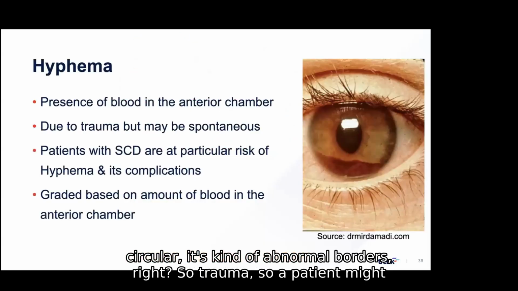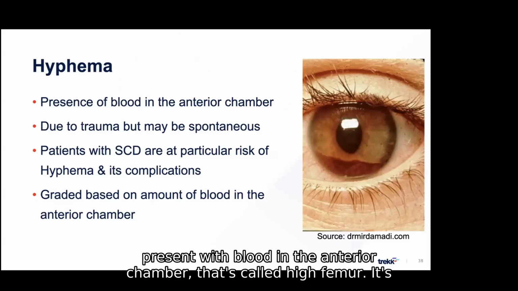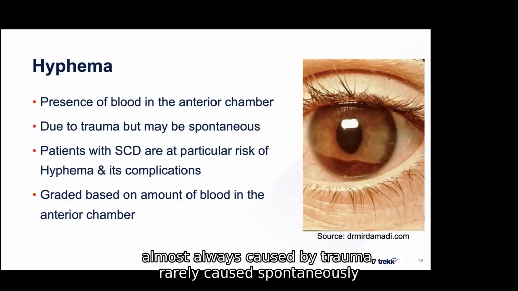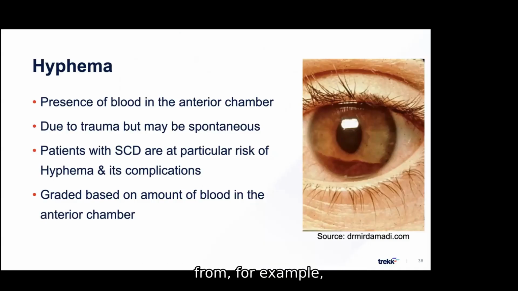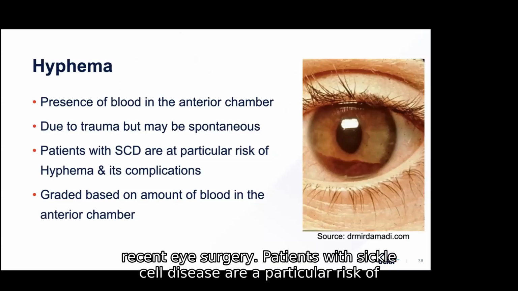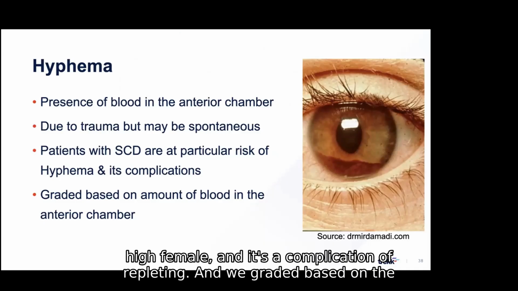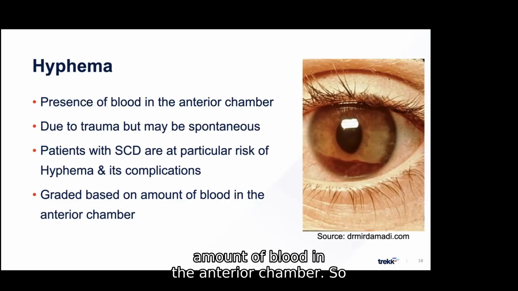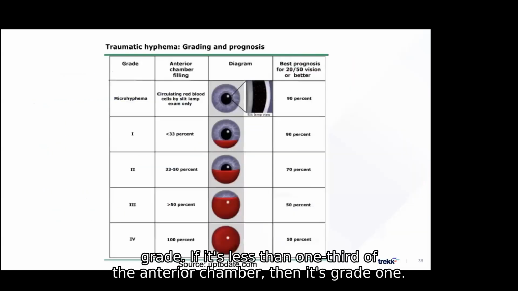All right, so trauma. A patient might present with blood in the anterior chamber, that's called hyphema. It's almost always caused by trauma, rarely caused spontaneously from, for example, recent eye surgery. Patients with sickle cell disease are at particular risk of hyphema and its complication of rebleeding. And we grade based on the amount of blood in the anterior chamber. So the more blood there is, the higher the grade.